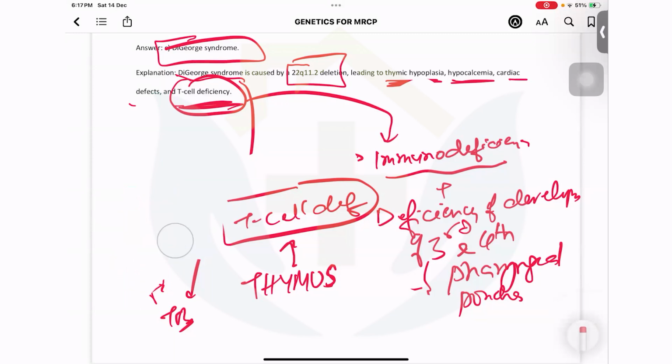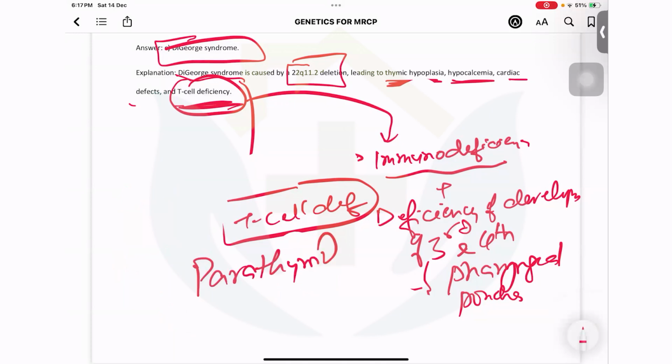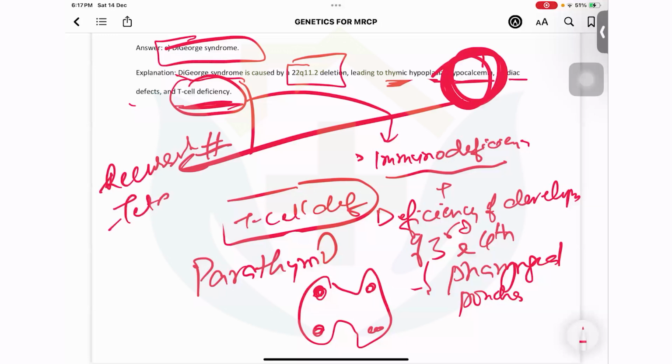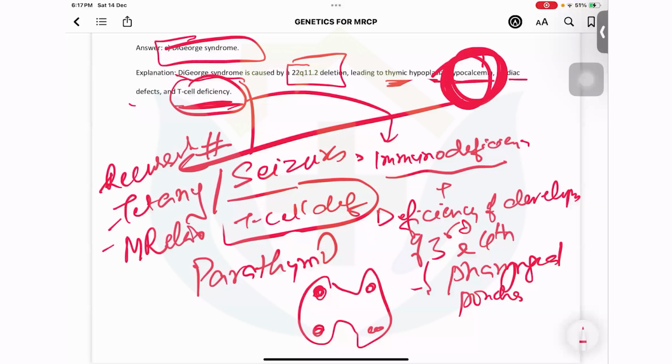Also developing from the third and fourth pharyngeal pouch is a gland known as the parathyroid gland. So the parathyroid gland will be deficient. If the parathyroid gland is not formed, then what will we see? The patient will have hypocalcemia. And what will hypocalcemia do? Recurrent pathological fractures can happen. Tetany and seizures can happen because of hypocalcemia. And mental retardation can happen because of hypocalcemia.